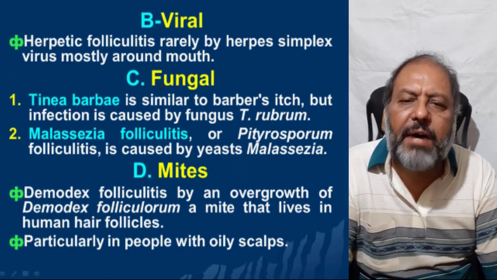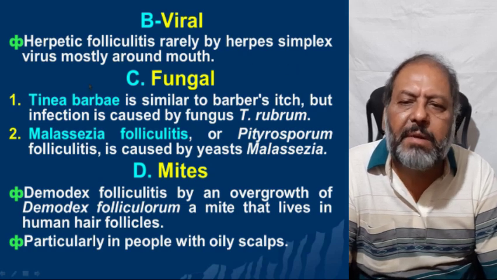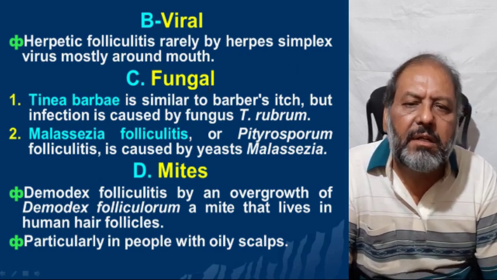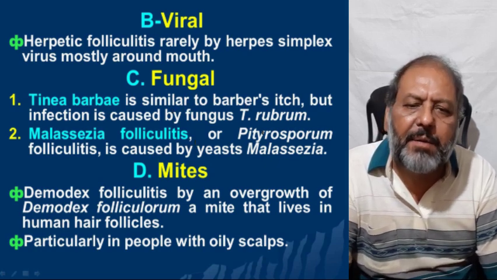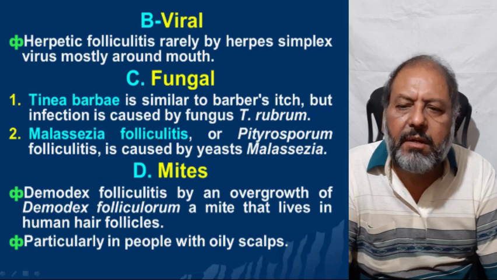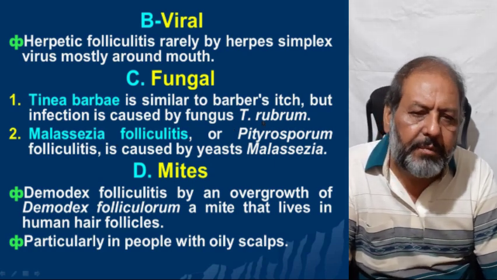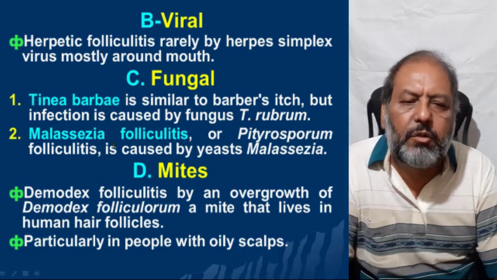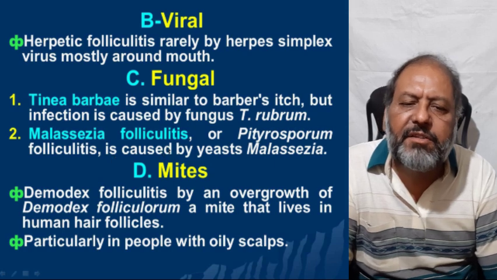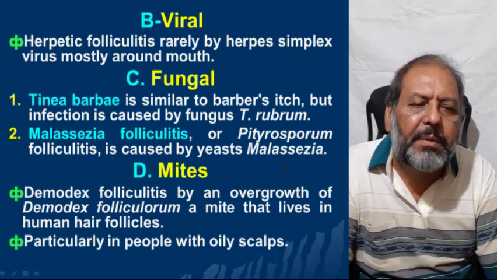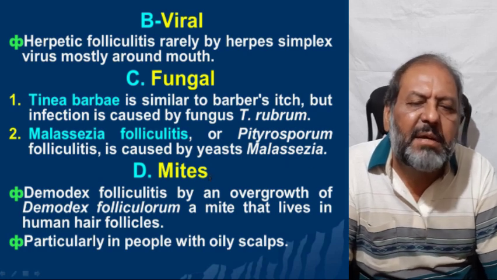The other type is the viral type, that is herpetic folliculitis, caused by the herpes simplex virus, seen mostly around the mouth. The next type is fungal infection, that is tinea barbae, similar to barber's itch, but the infection is caused by the fungus Trichophyton rubrum. Then another fungal type is Malassezia folliculitis, also called Pityrosporum folliculitis. It is caused by the yeast Malassezia.